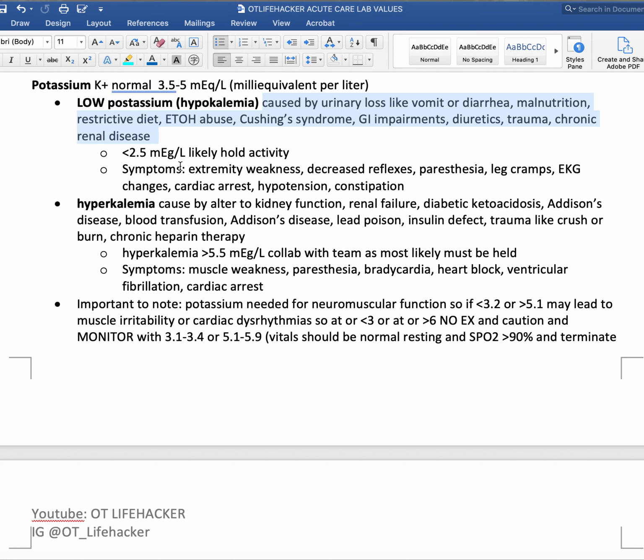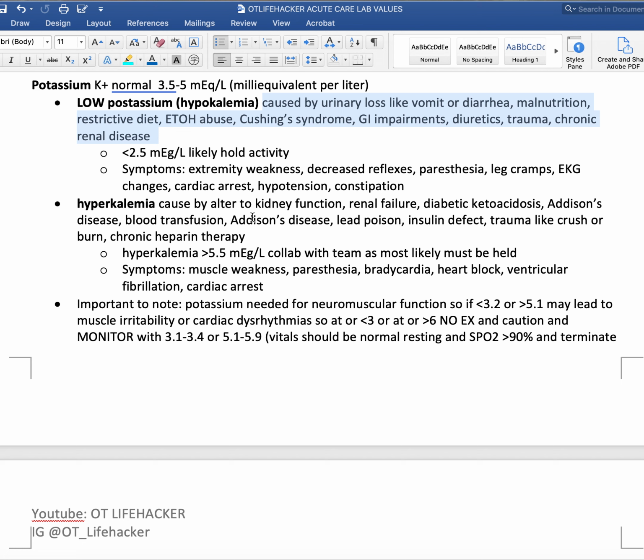Symptoms that you may experience if they have low or high potassium, and of course, after discussing with the team whether it's okay to see them, make sure you check for any extremity weakness, so in the arms, the legs, the feet, decreased reflexes, paresthesia, leg cramps, EKG changes, so if there are changes in the heart, cardiac arrest, hypotension, constipation.